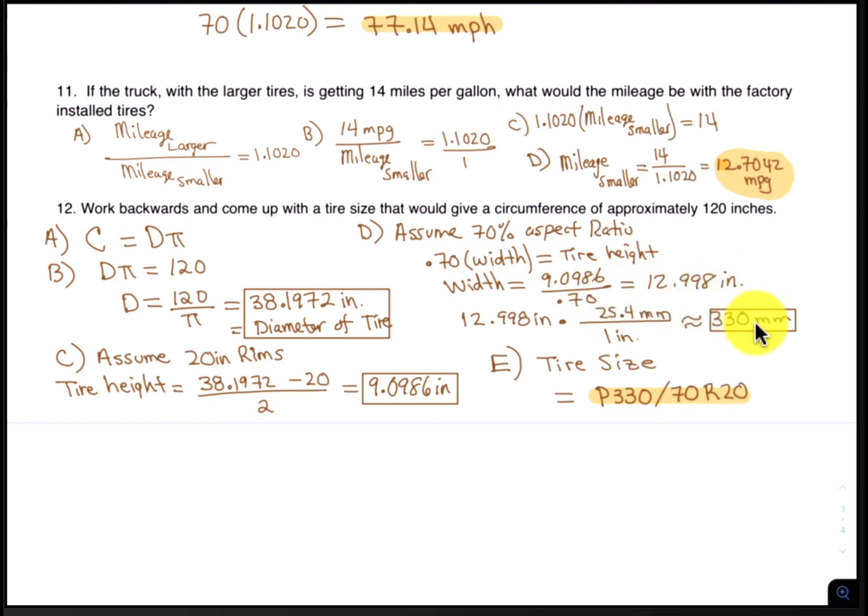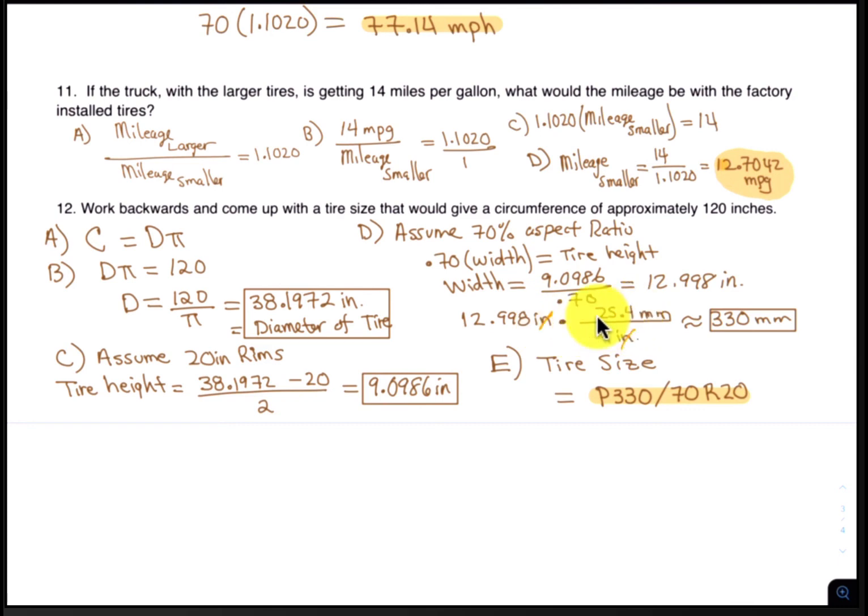Then we need to convert that to millimeters because we know that when we read the numbers on the tire, the width of the tire is always in millimeters. So to convert from inches to millimeters, we take the inches of 12.998 and we multiply it by the conversion fraction that 25.4 millimeters is equal to 1 inch. These 2 inches will cancel each other. So let's cancel those inches out. Okay, the inches cancel, and that leaves you with millimeters.